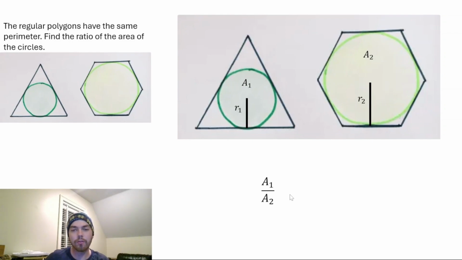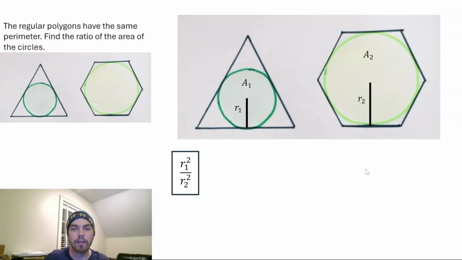The area for a circle is pi r squared, so that's going to be pi times r1 squared over pi times r2 squared. And notice that the pi's cancel, so we're left with just r1 squared over r2 squared. That'll tell us the ratio of the area of the two circles. That's important, so let's move it over here and put it in a box for later.